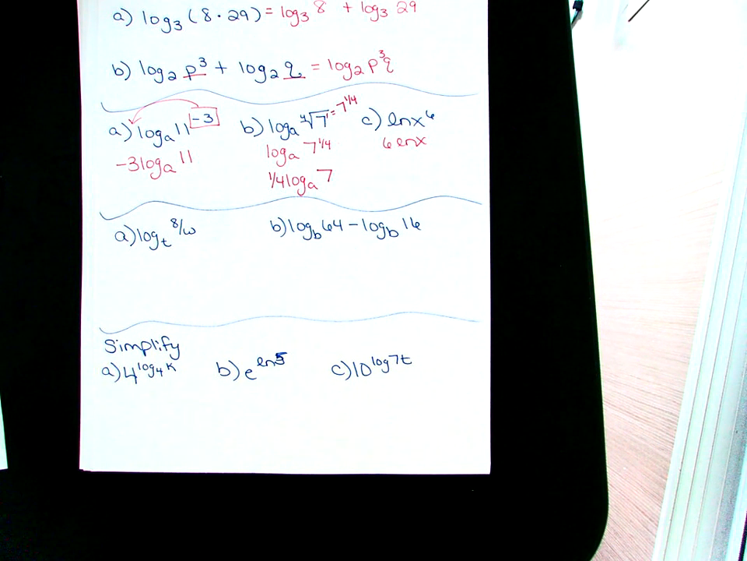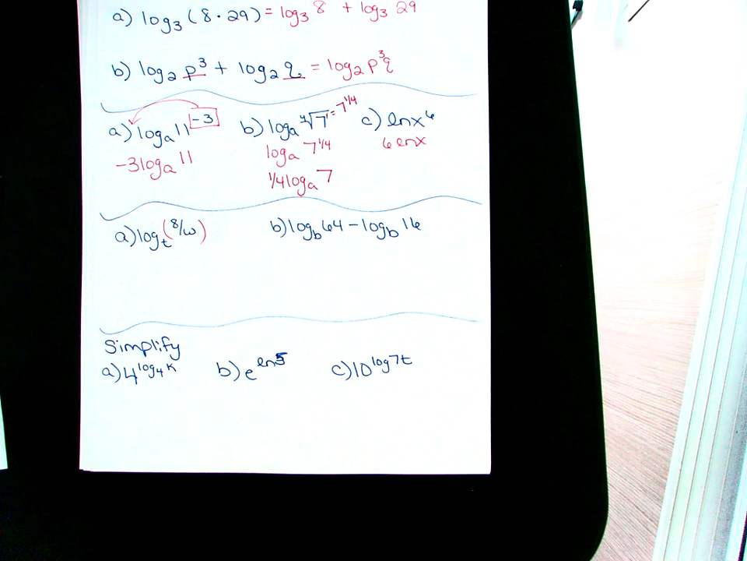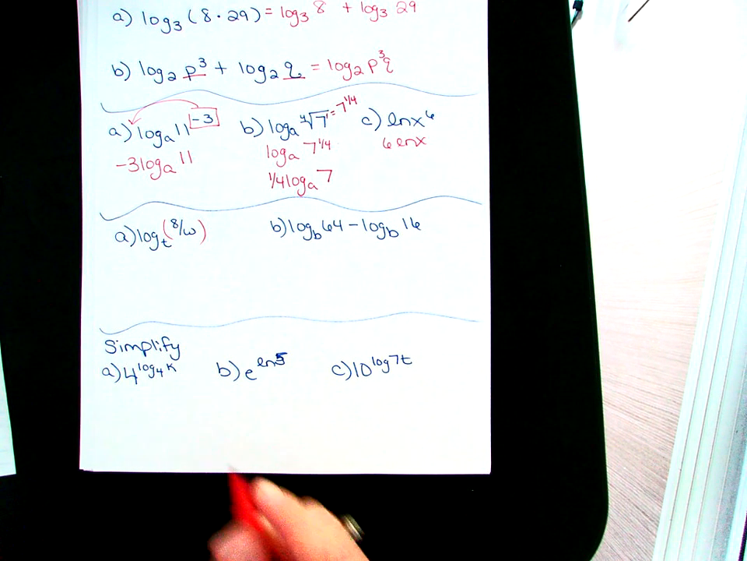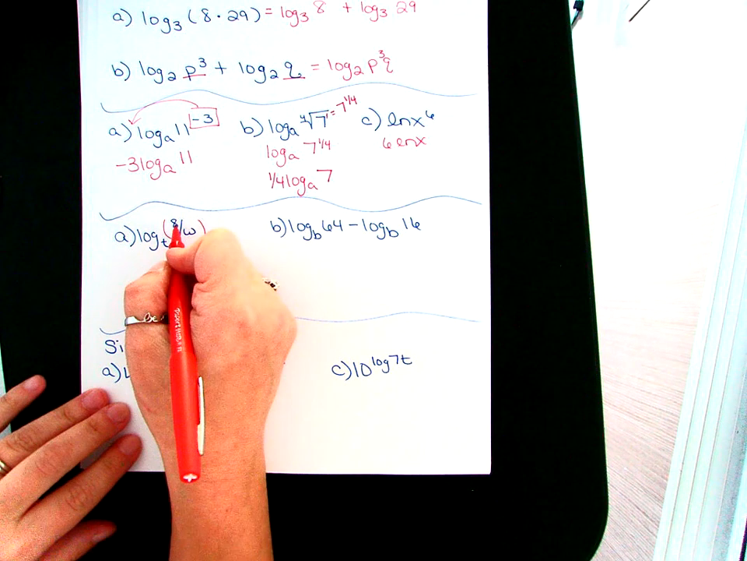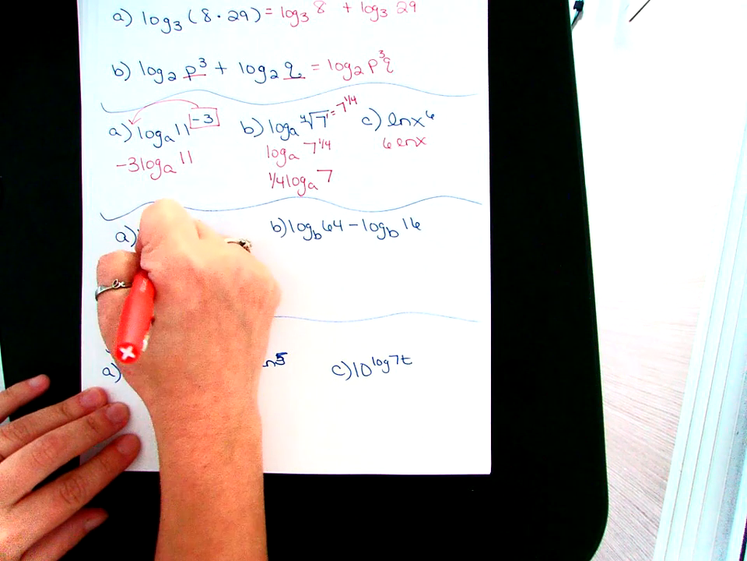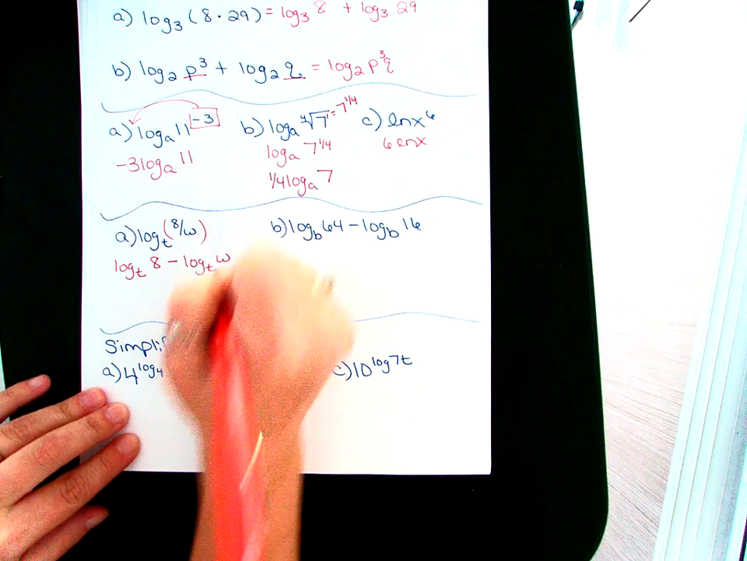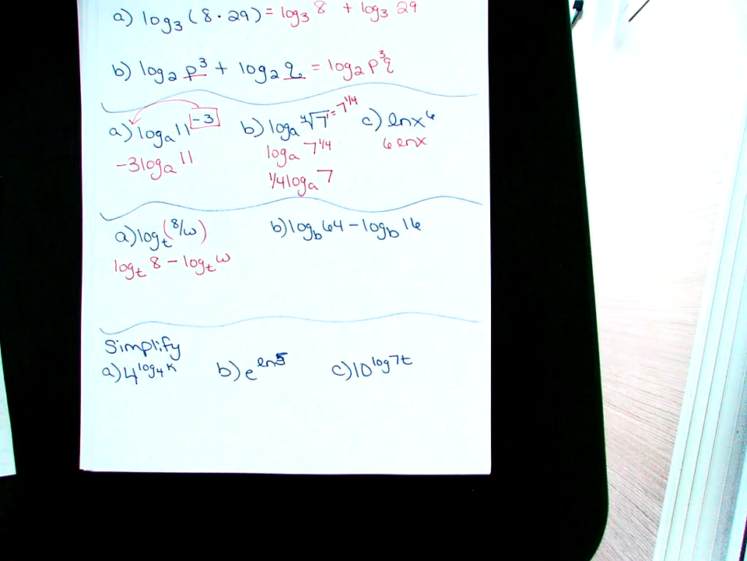We have log base T of 8 divided by W. We are going to expand this using our quotient rule. The top will become your first term, so you'll have log base T of 8. Then you put a minus log base T of W. That's it.